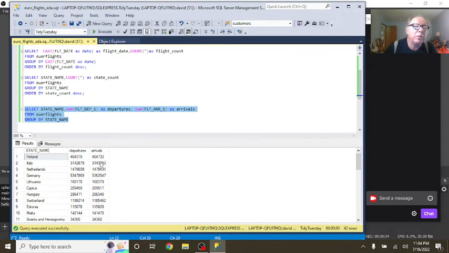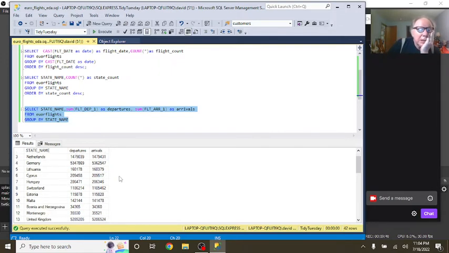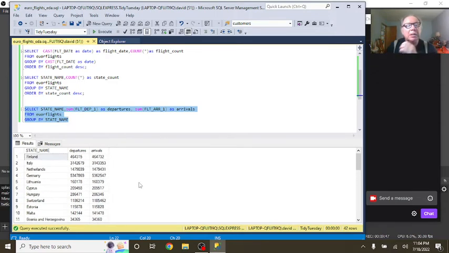I suppose this is good. We have this nice balance here, right? Oh, that's interesting. No, the numbers are actually very close for both arrivals and departures, aren't they? That's interesting. Okay, good, good.